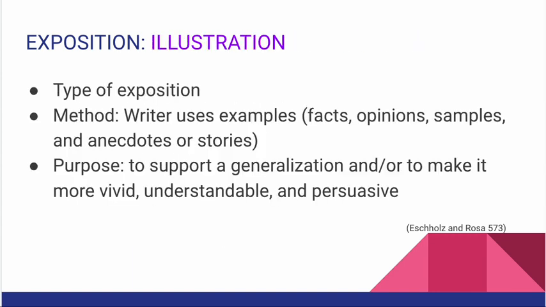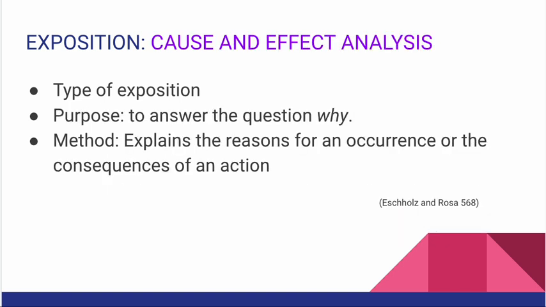Illustration is also a method of the expository mode of writing. This method involves the use of examples, which may include facts, opinions, samples, and anecdotes or stories. Writers use this method when they wish to support a generalization or make it more vivid, understandable, and persuasive. Cause and effect analysis is a method of exposition that writers use to answer the question, why? The purpose is to explain the reasons why something has occurred or what has happened as a result of its occurrence.